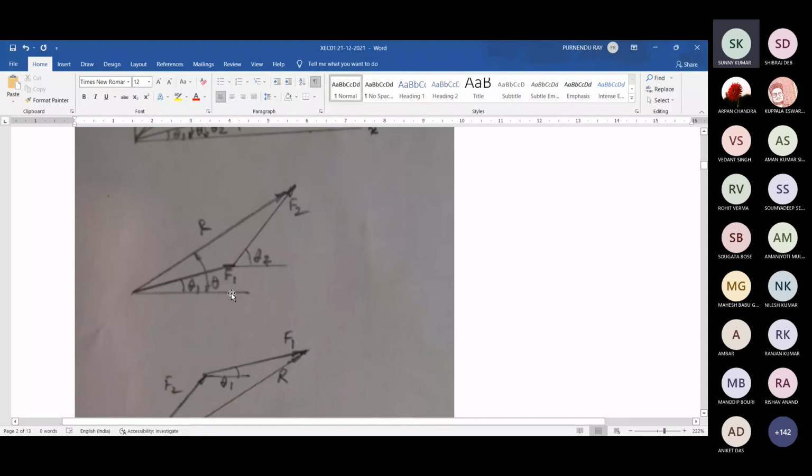For equilibrium, summation Fxi is equal to 0. For equilibrium, summation Fyi is equal to 0. So these two independent equations you need to solve to find the resultant. So F1 cos theta 1 plus F2 cos theta 2 plus R cos theta is equal to 0. Then F1 sin theta 1 plus F2 sin theta 2 plus R sin theta is equal to 0. Solve these two, you get the two unknowns R and theta.